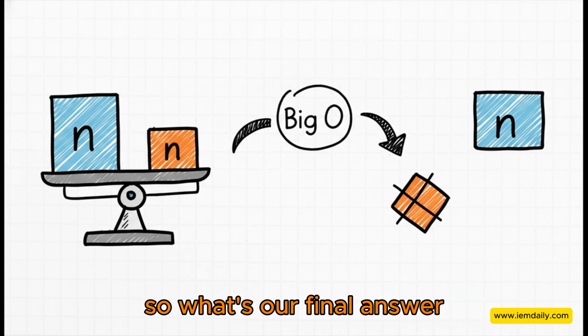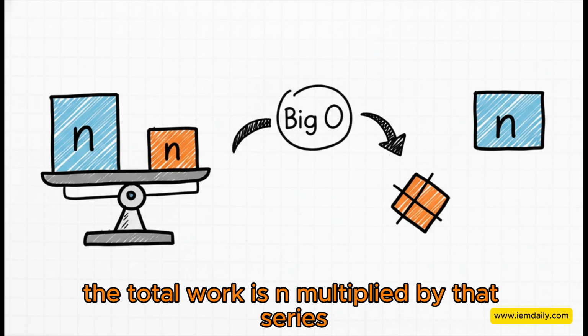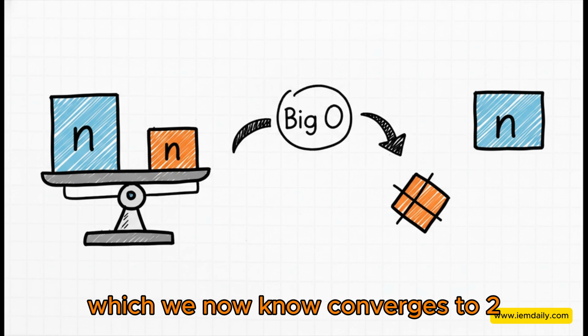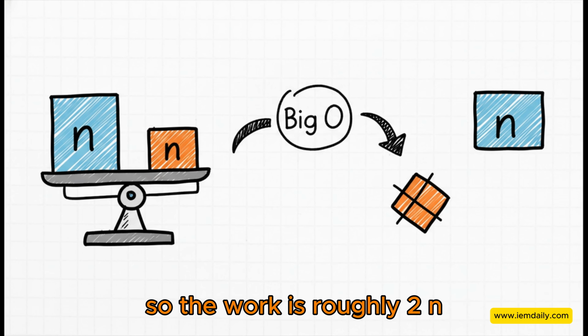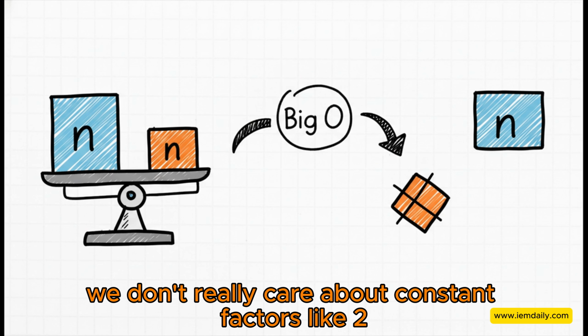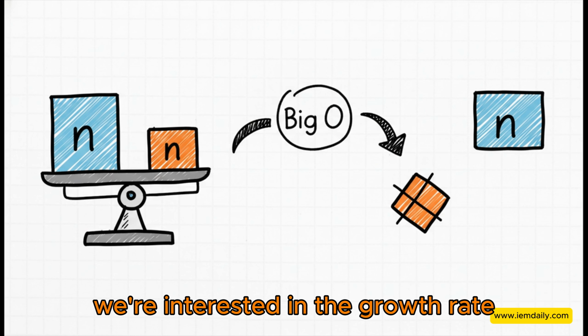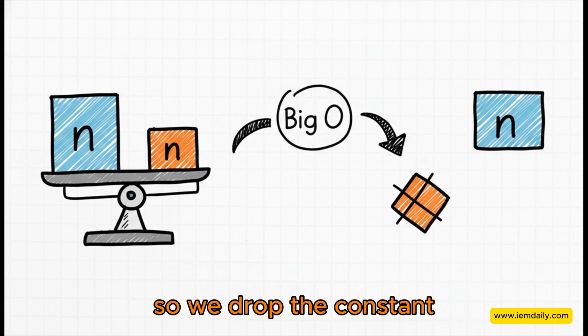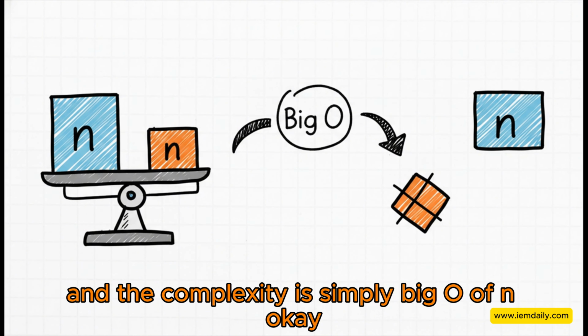So what's our final answer? The total work is n, multiplied by that series, which we now know converges to 2. So the work is roughly 2n. But when we talk about big O notation, we don't really care about constant factors like 2. We're interested in the growth rate. So we drop the constant, and the complexity is simply big O of n.